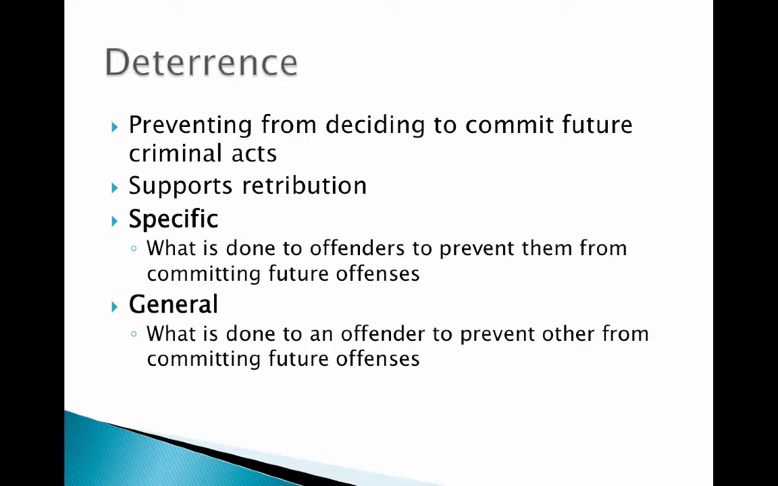You can really break deterrence down into two main areas: specific deterrence and general deterrence. When you think about deterrence as a blanket word, it just means deterring people from committing future criminal acts. It does support retribution in that it's a supporting element of it, but it's not as focused on just getting back at the offender. So there are two types of deterrence. Specific deterrence is what is done to offenders to prevent them from committing future offenses, and general deterrence is what is done to an offender to otherwise deter others from committing future offenses.